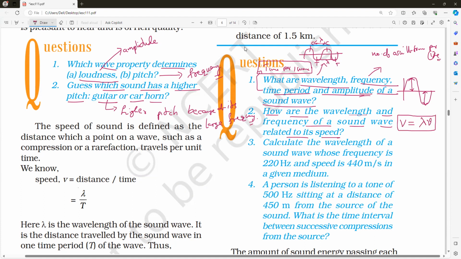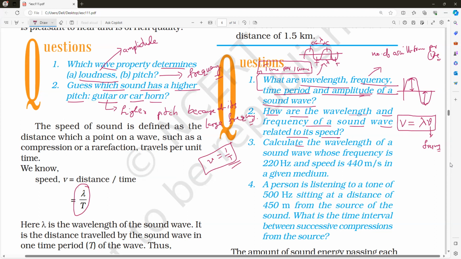Remember this formula. This is the symbol for what? Frequency. Clear? That's all it is. So wave speed is equal to wavelength into frequency. Because we all know that frequency is equal to what, everybody? 1 by time period. Is it right or wrong? Yes, 1 by time period is equal to frequency.